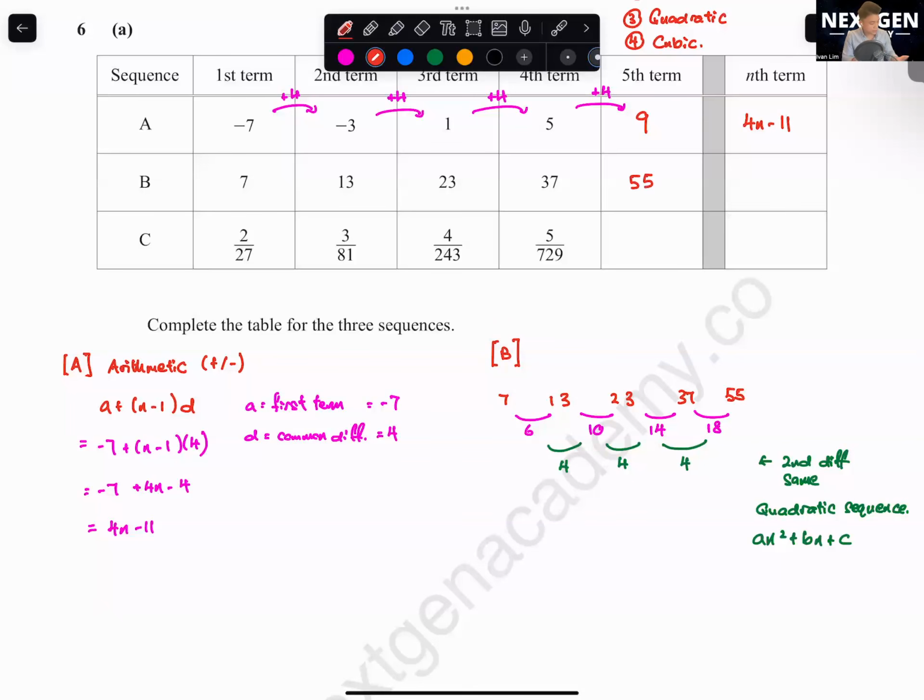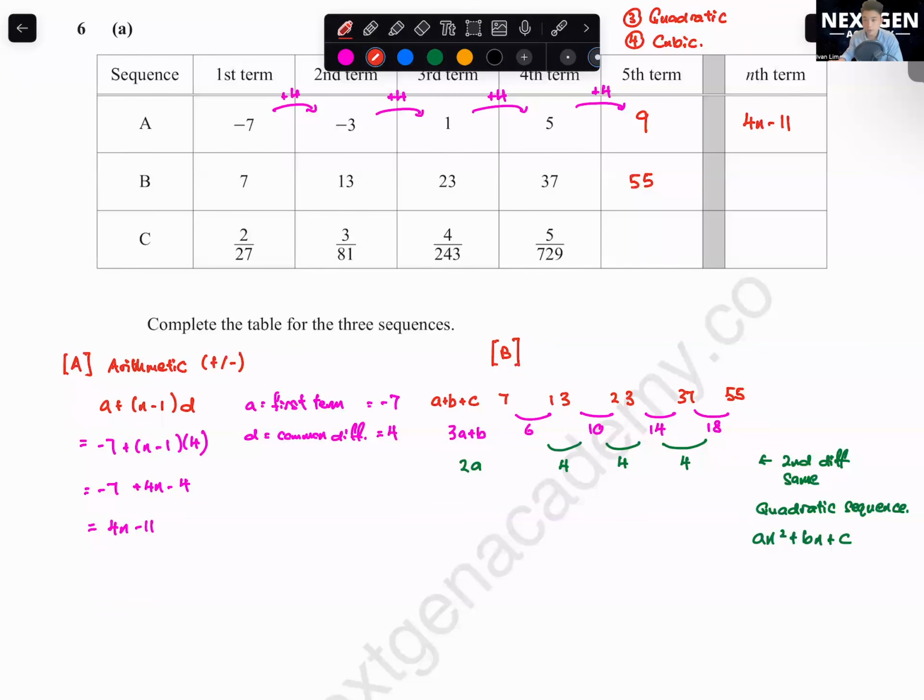Now the next question: how do we find the a, b, and c? I want you all to remember this formula. You start from the bottom, which is 2a. Second layer, 3a plus b. First layer, a plus b plus c. Remember this pattern, and we will start from the bottom to the top like that when we do our calculation.